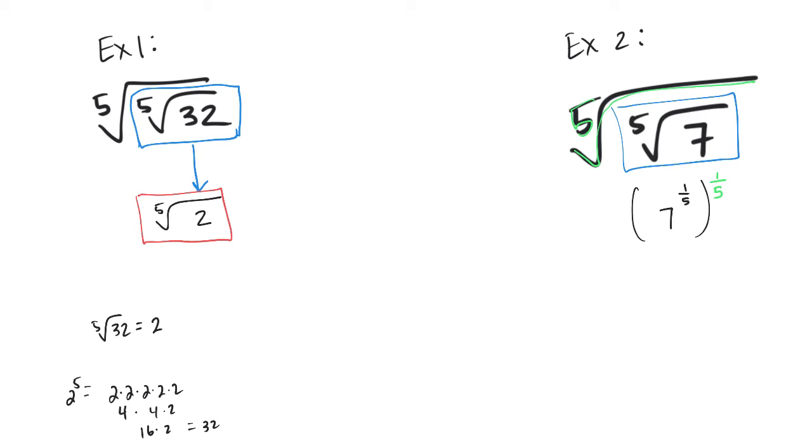Now I'll use the product rule of exponents. So I multiply my exponents there. So this would be 7 to the 1/5 times 1/5, which is 1/25. And then I can rewrite that using radicals. So 7 to the 25th root. All right, there we go.